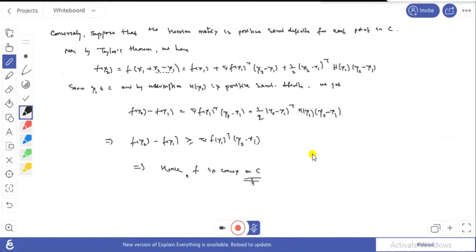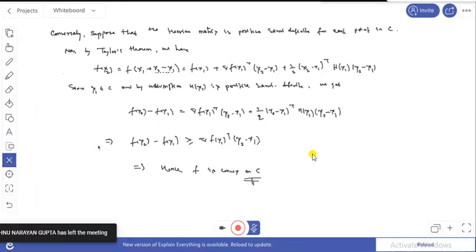Okay. So now there is another theorem which is very parallel to this theorem, and that theorem is for strictly convex. Okay, so on the next page we quickly write that theorem and say that the converse part is not true for strictly convex function.